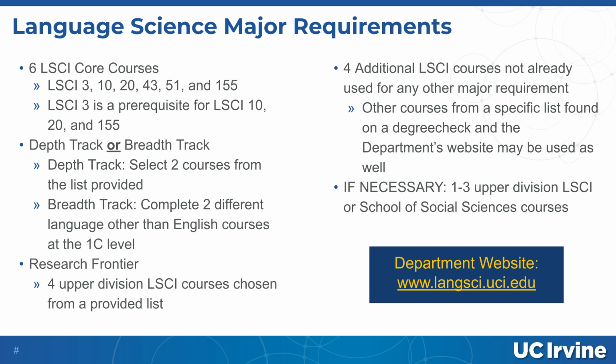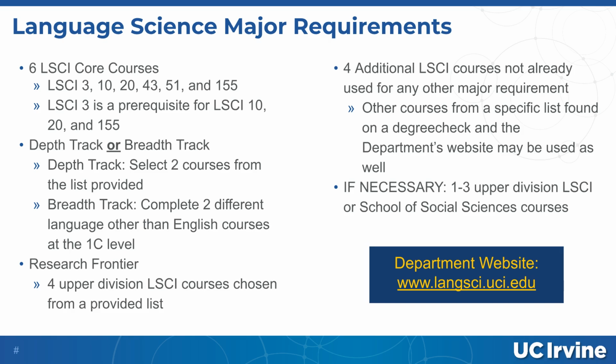Under the depth track, students may either complete 2 courses from the provided list, all of which are upper division courses focused on languages other than English, or complete coursework at level 3 or higher in a language other than English. For example, completing Spanish 3A would fulfill the depth track requirement. Additionally, students who have a background in a particular language and are able to place out of level 3 through a placement exam may also satisfy this requirement through that pathway.